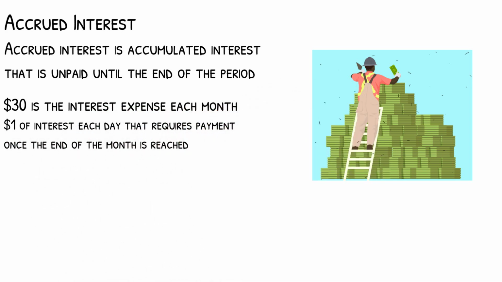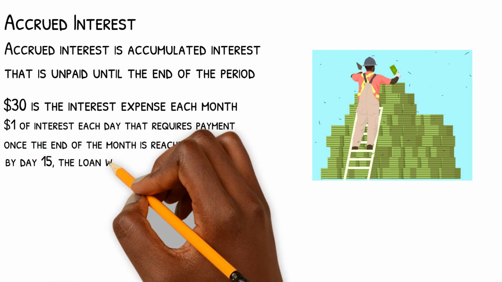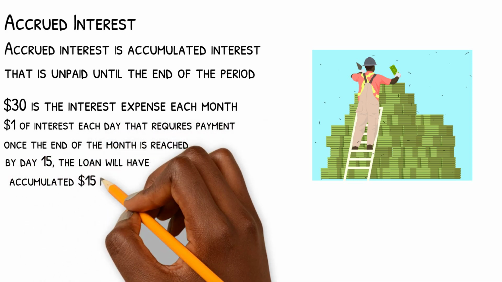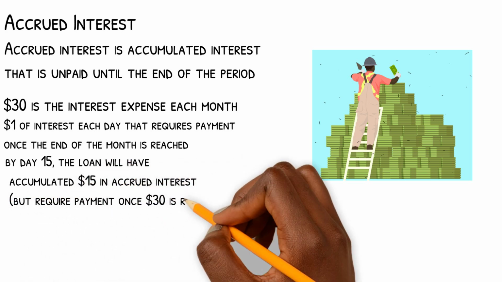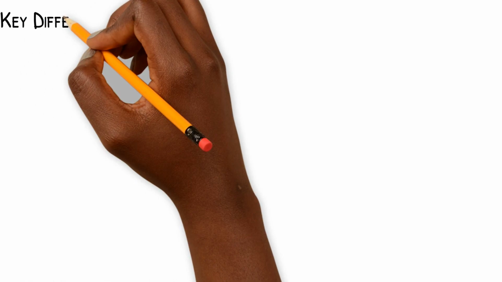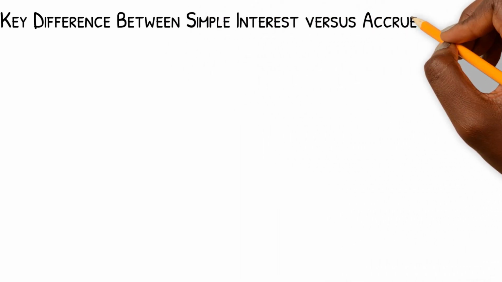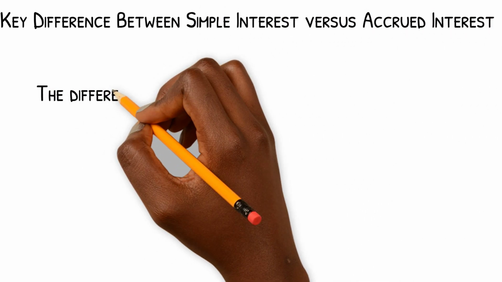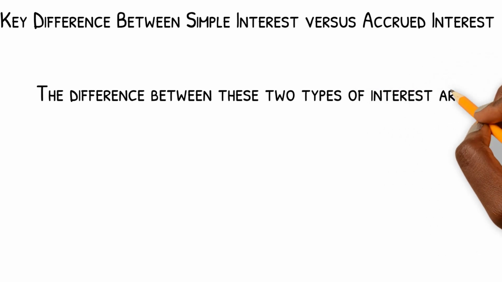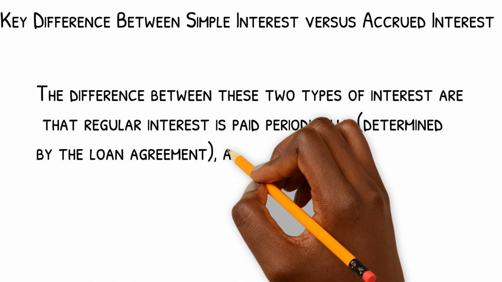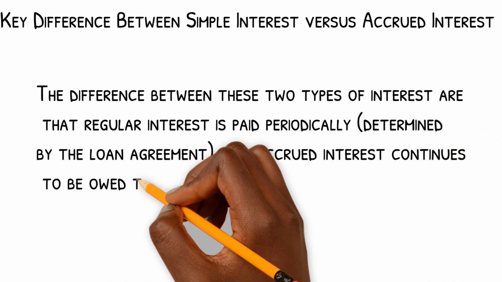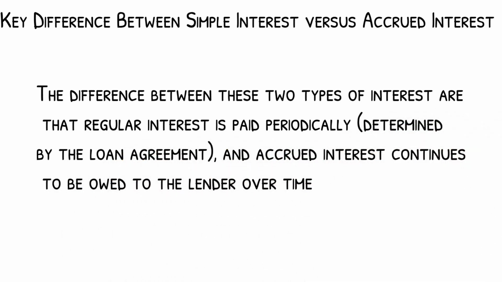In this example, by day 15, the loan will have accumulated $15 in accrued interest, but require payment once $30 is reached. Key difference between simple interest versus accrued interest. The difference between these two types of interest are that regular interest is paid periodically, determined by the loan agreement, and accrued interest continues to be owed to the lender over time.